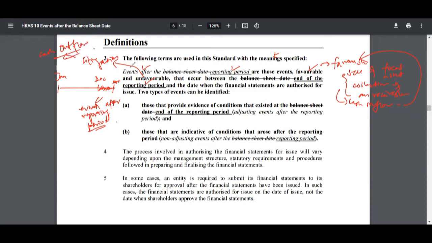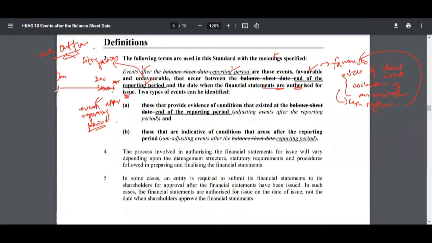At times, depending upon if the company has to pay. So these would be unfavorable events, right? So you would have favorable and unfavorable events that would occur between the end of the reporting period and the date when the financial statements are authorized for issue, right? So this is very important. You have to understand that it's between.